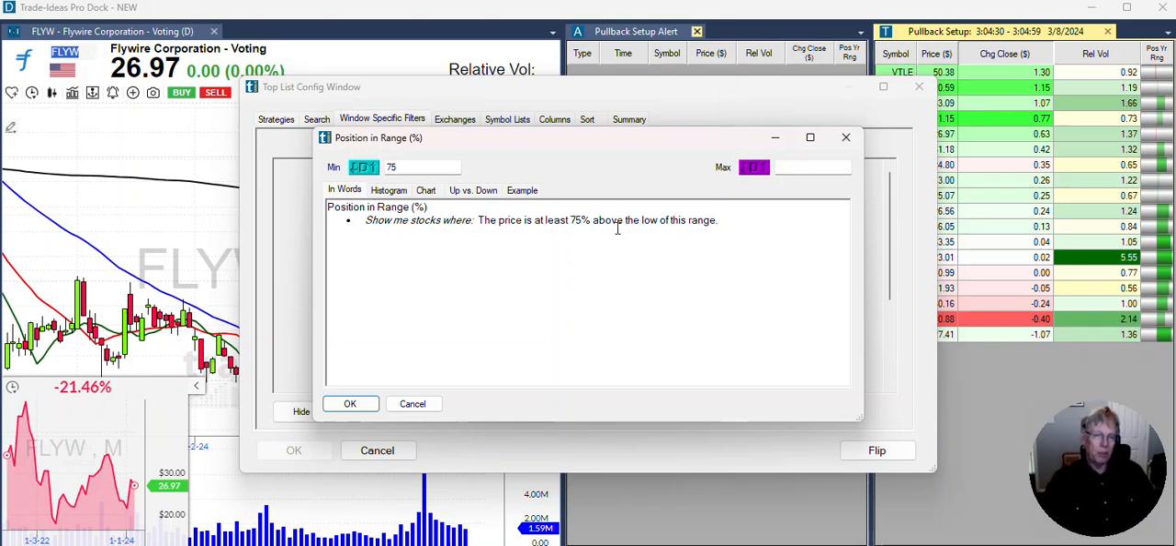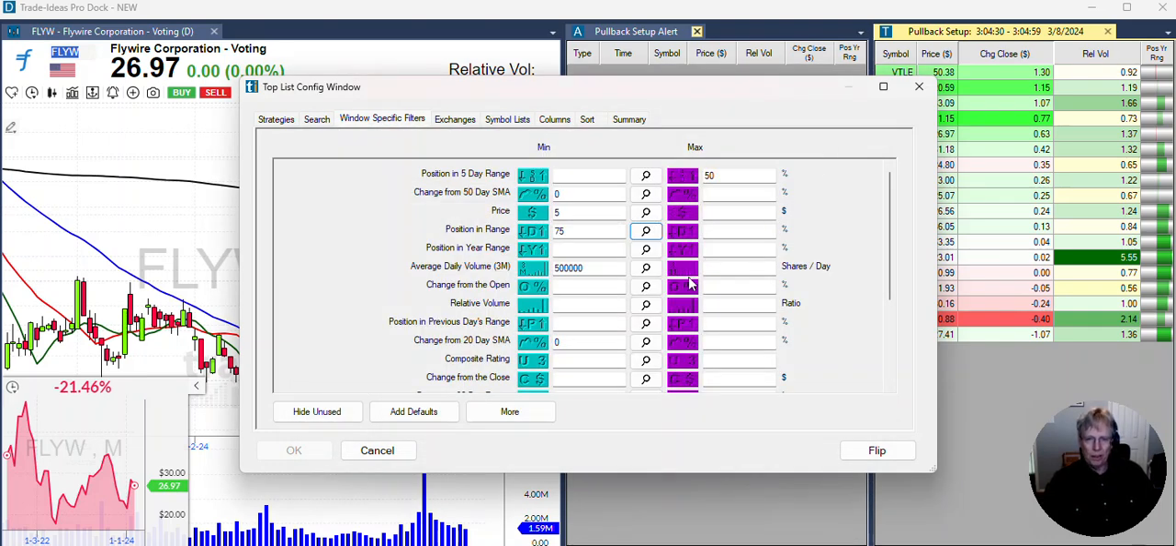Well, what that actually tells me, especially in a tape like we saw on Friday, is the price action tried to sell off with the market, but buyers stepped in and pushed this into the upper 25% of its intraday range. That tells me at least for that day there was some support in the stock. They were buying this stock even in that ugly tape that we saw on Friday. So once again, position in range can tell you a lot about what people are thinking, what people are actually doing.